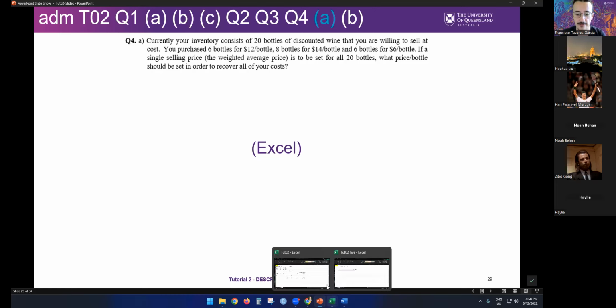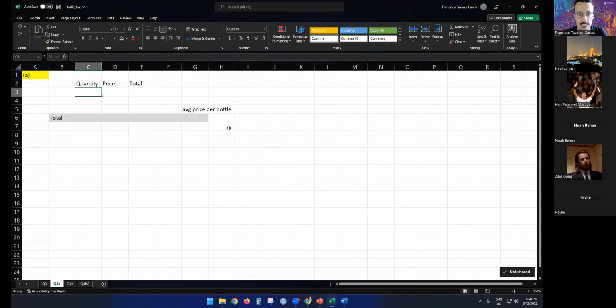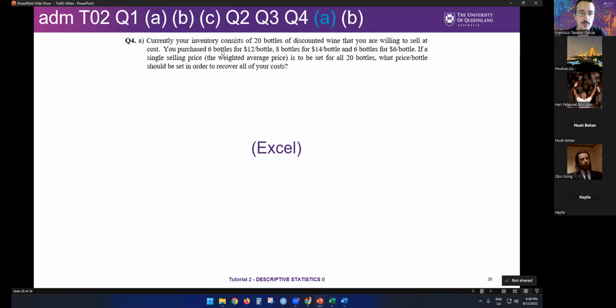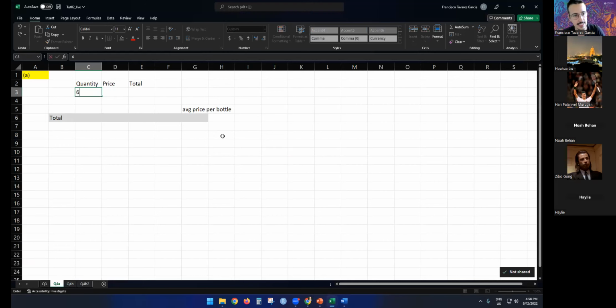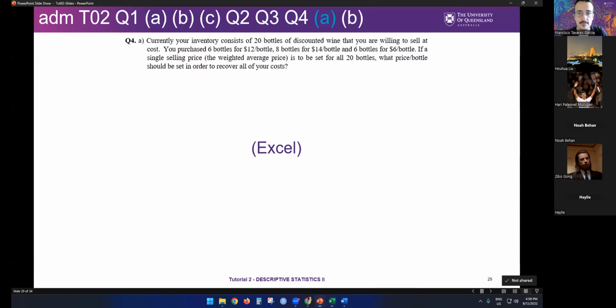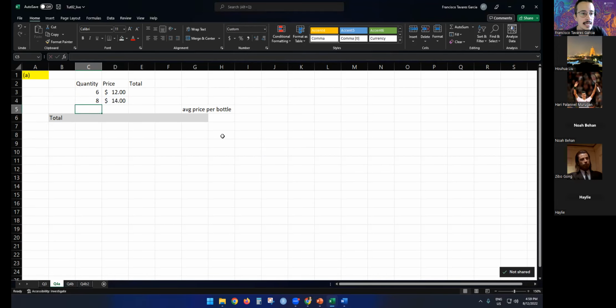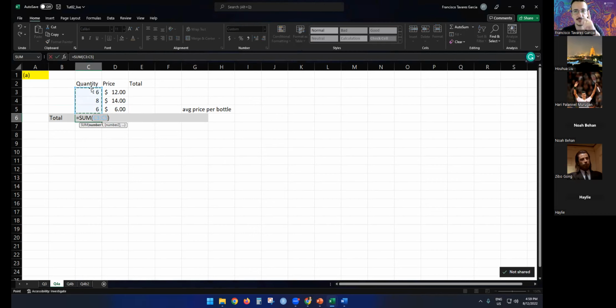So let's go. What do we have in our inventory? We have quantity. First, we have 6 bottles that cost me $12 each. Then I have 8 bottles that cost me $14. And then I have 6 that cost $6, right? How many bottles do I have? Excel is a very good friend of yours. Just selecting, it will sum to 20, but we also had it in the text that it is 20. Look at that, there is an auto sum button. If you haven't used it yet, it automatically selects all the values upwards and enters 20 bottles. Nice. The price is the price per bottle.